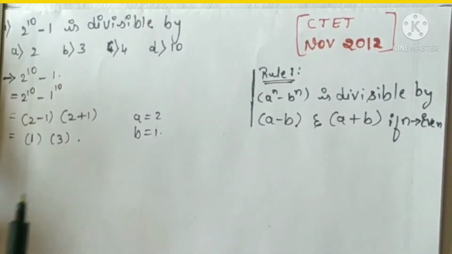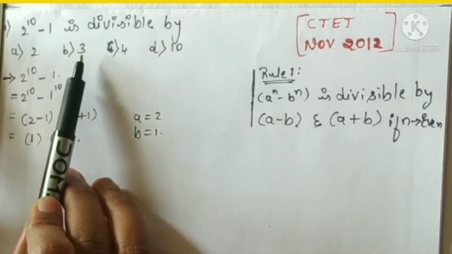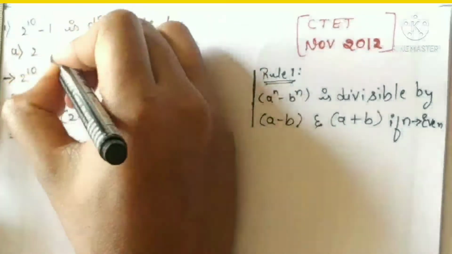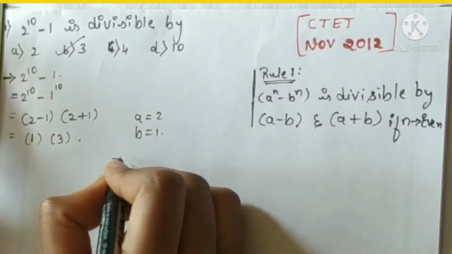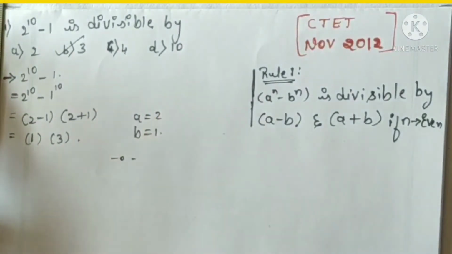Now if you look at the options, they have given only 3. So 3 is the correct answer. Here we just apply the rule.